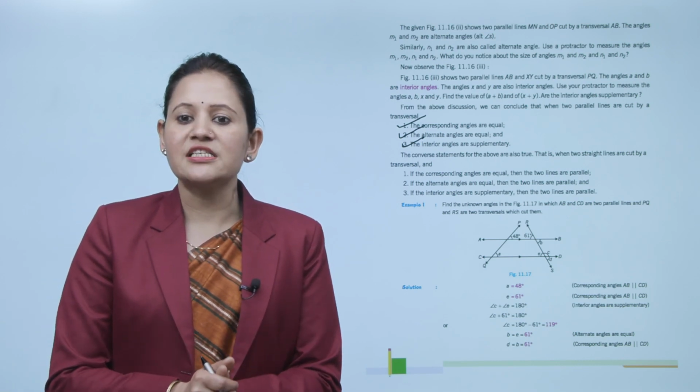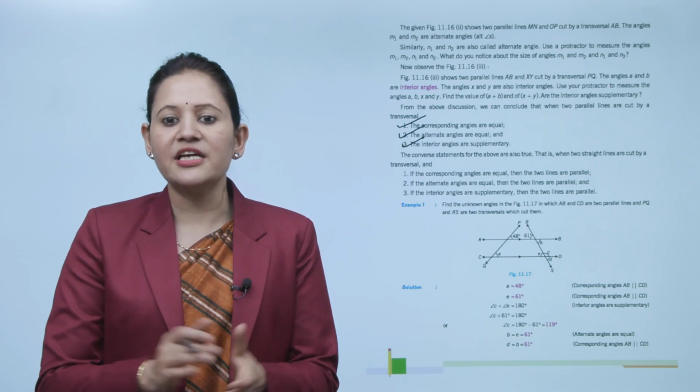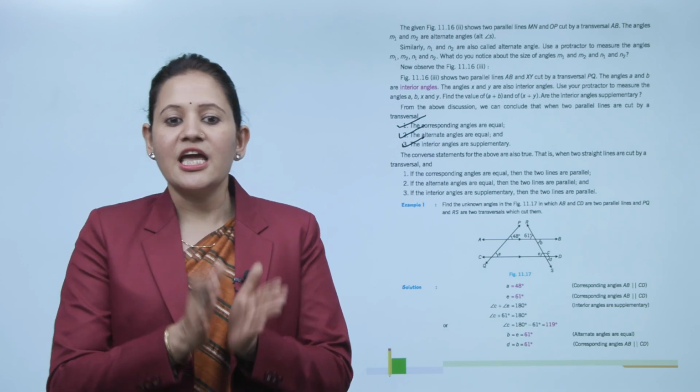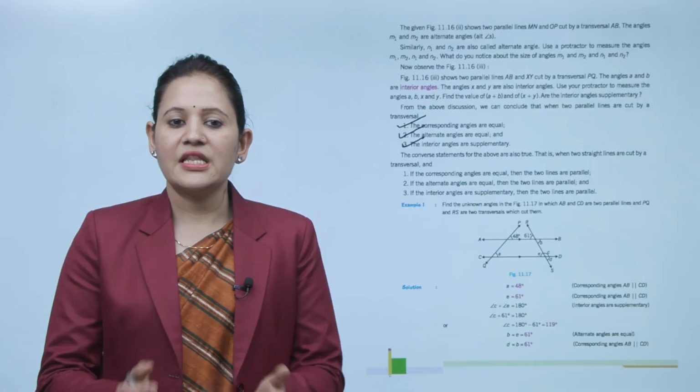When two straight lines are cut by a transversal and if the corresponding angles are equal, then the two lines are parallel. If the alternate angles are equal, then the two lines are parallel. If the interior angles are supplementary, then we can say that the two lines are parallel.